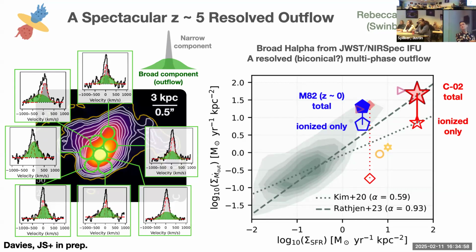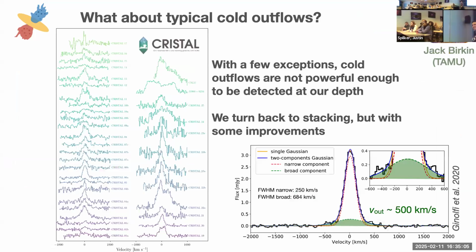Okay, so I of course showed you the best example of an outflow in an individual galaxy. So sue me, whatever. What about the typical galaxies? Well, unfortunately for us, with a handful of exceptions, there are like 3 solid sources in CRISTAL that have outflows in individual galaxies. They just aren't powerful enough for us to have detected at our typical depth.